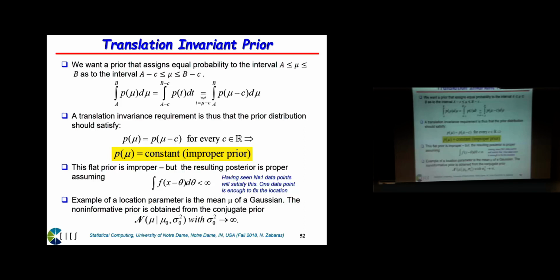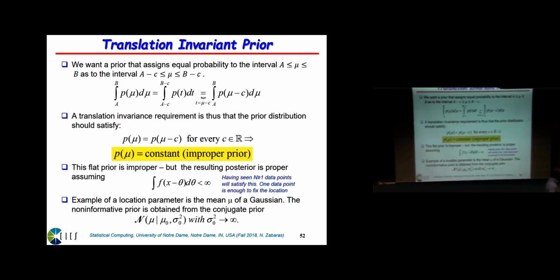And obviously, if it's constant, it means it's not normalizable. If I try to integrate this from minus infinity to infinity, I'm going to get infinity. So obviously, this distribution is not normalizable. But if you have one data point only, then the posterior is normalizable. And at the end of the day, that's what you care about, right?